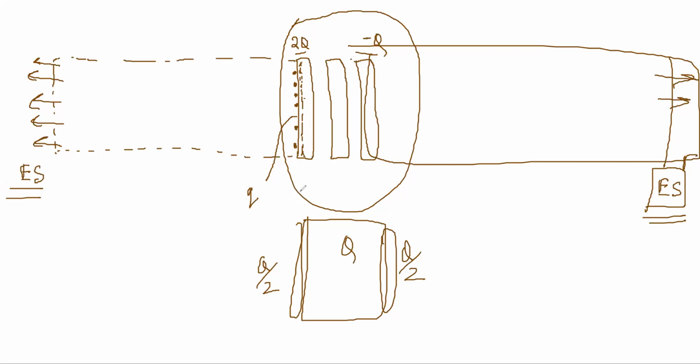And that is what we got also. Q by 2 here and Q by 2 here, then 3Q by 2 minus 3Q by 2, and Q by 2, right? Right, sir. Okay, so this is Gauss's law.